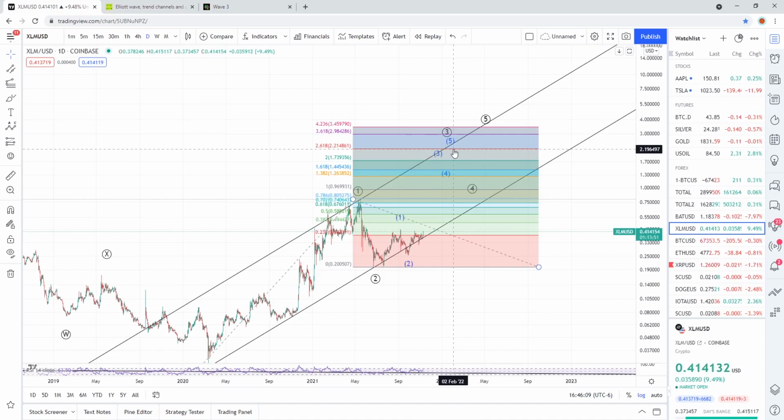I think at the very minimum for primary wave 3 we'll get a 1.618 of wave 1, which would be around $1.40. And at the highest I could see primary wave 3 going is that 4.236. But what I see most likely is a 1.618 to a 2.618. So around $1.40 to around $2.20 for XLM.